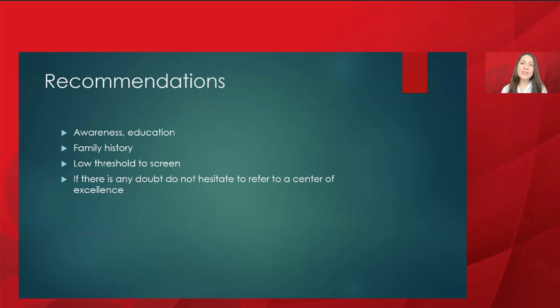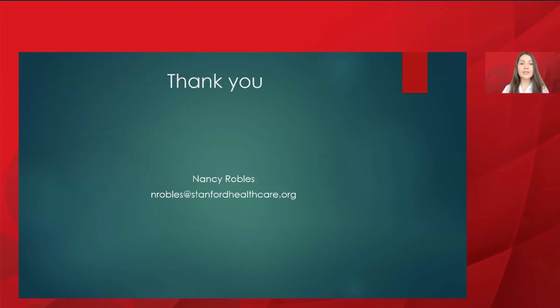So recommendations from us are increase awareness, education, and a reminder to obtain a family history, because that sometimes is what's going to lead you to screening and diagnosis. Have a low threshold to screen. And if there's any doubt, don't hesitate to refer to a center of excellence.